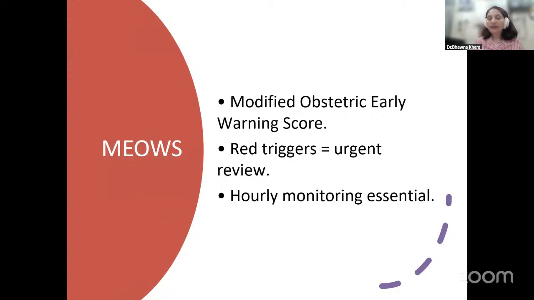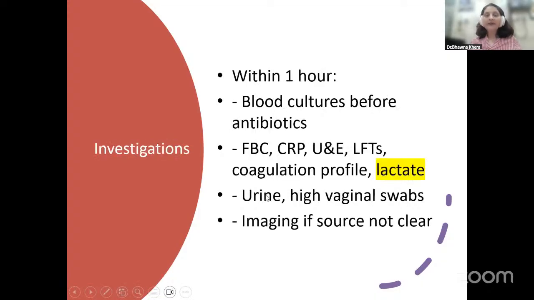Now, this is the MEOWS chart, right? Modified obstetric early warning score. This is the one which we have to use for monitoring. If you have seen the MEOWS chart, it has yellow, amber, and red. Basically, the red triggers an urgent review, and hourly monitoring is required, right? What are the investigations which you need to see here?